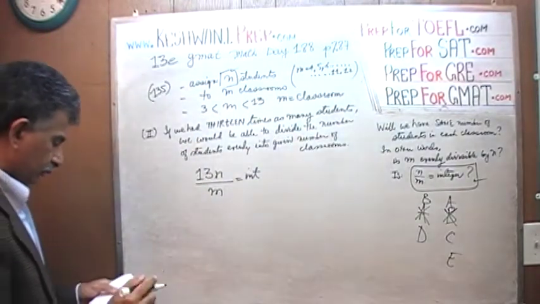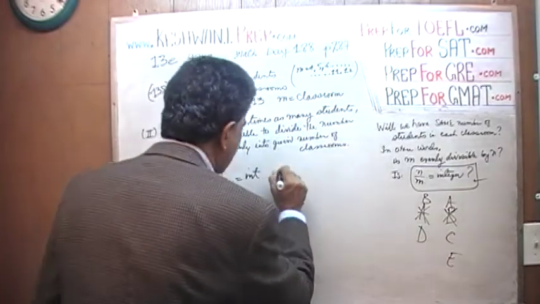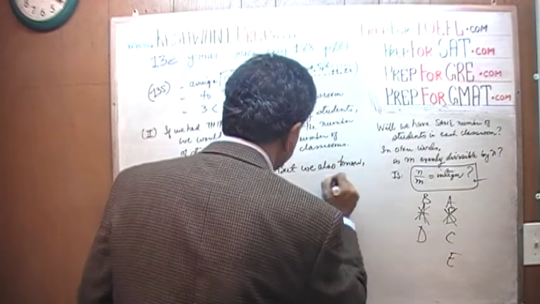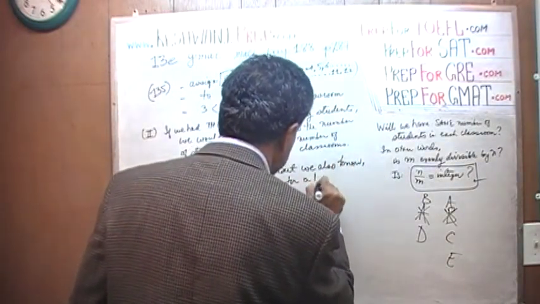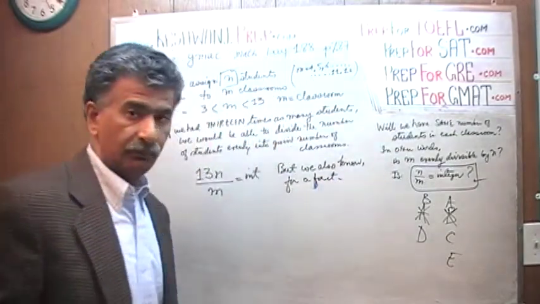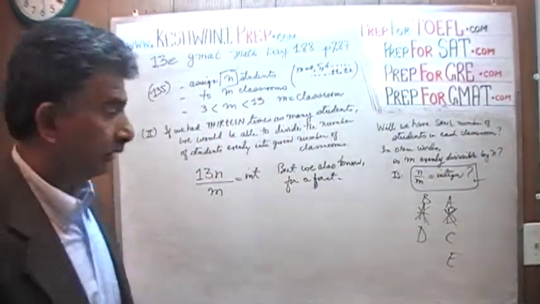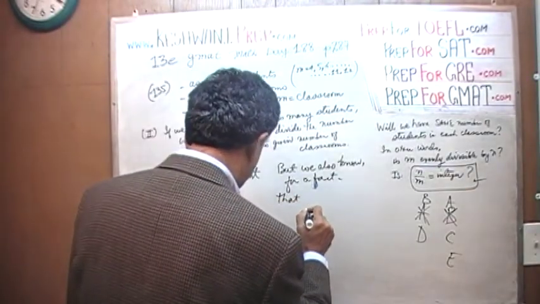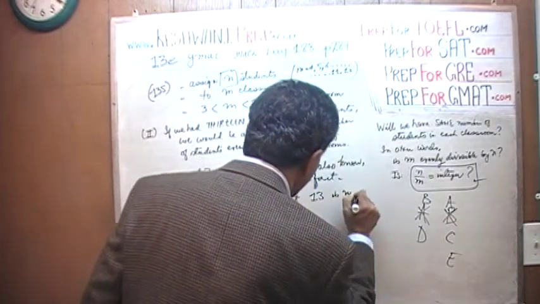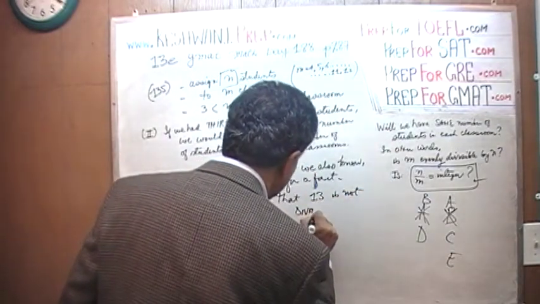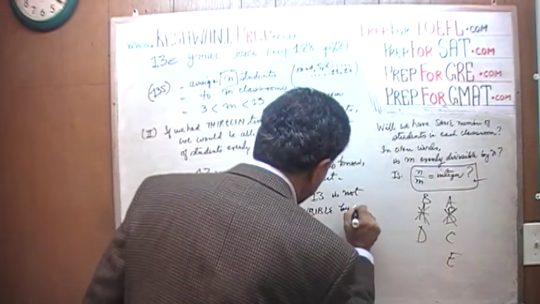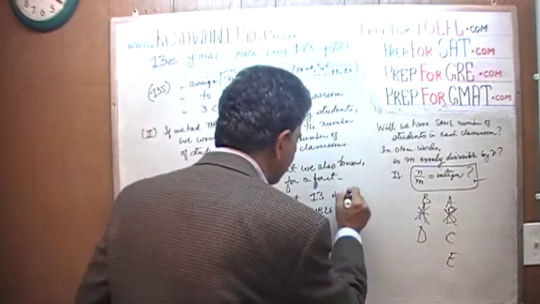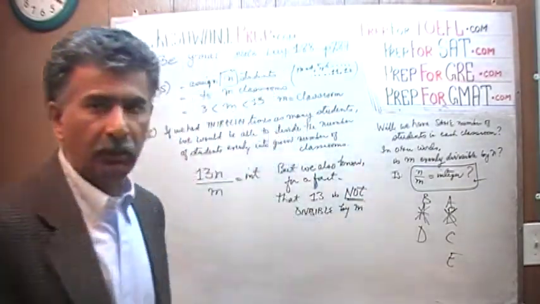But we also know with certainty that 13 is not divisible by m. We know that for a fact. How would we know that for a fact?